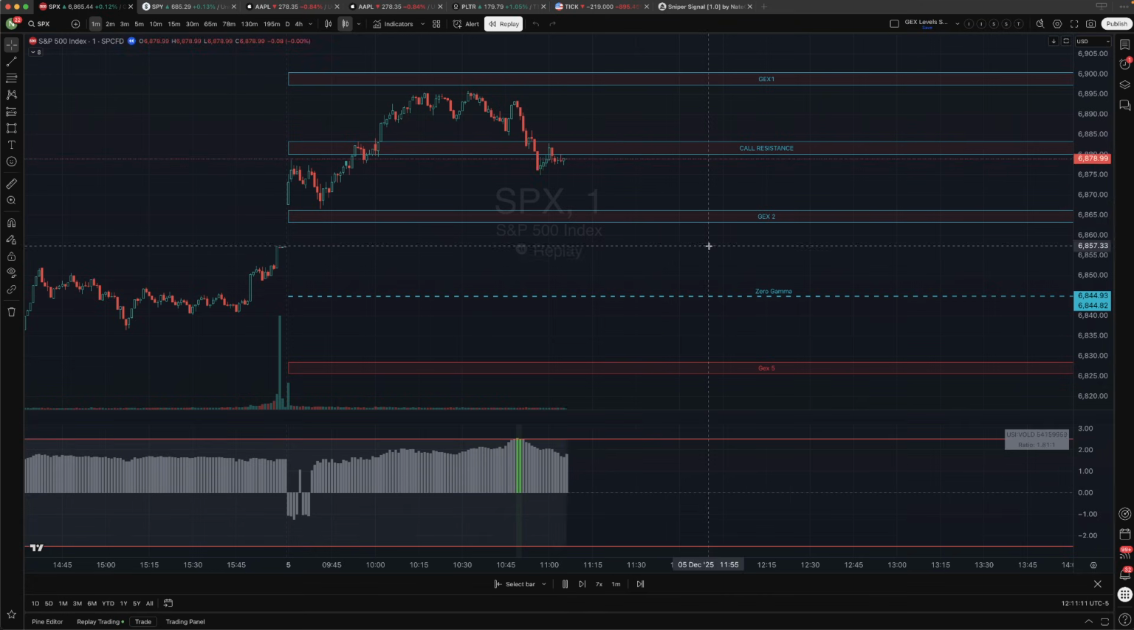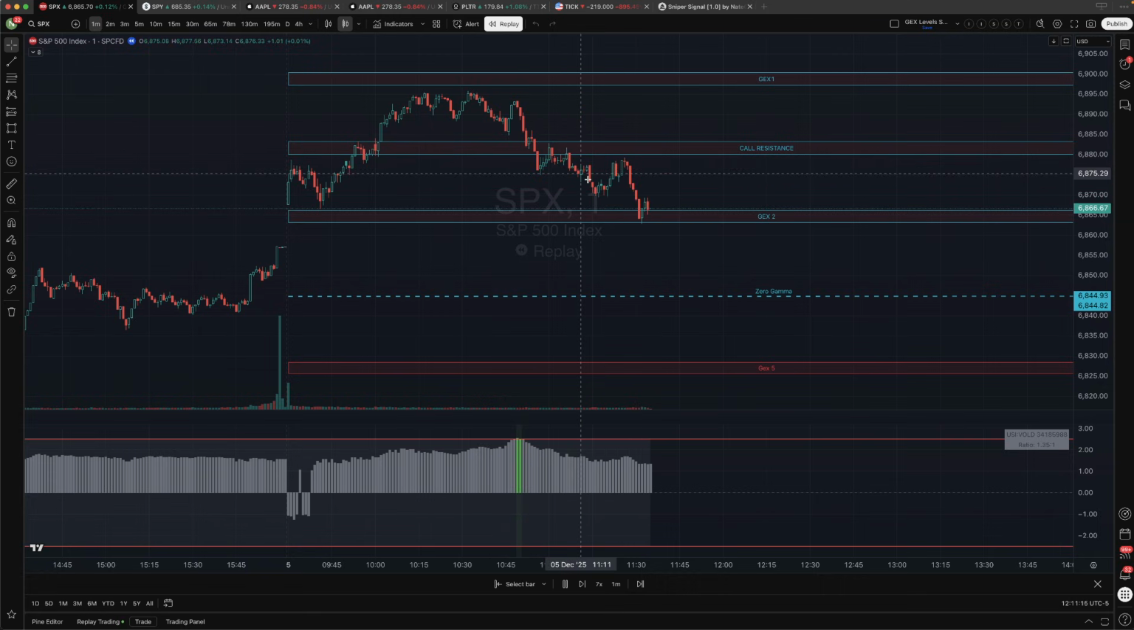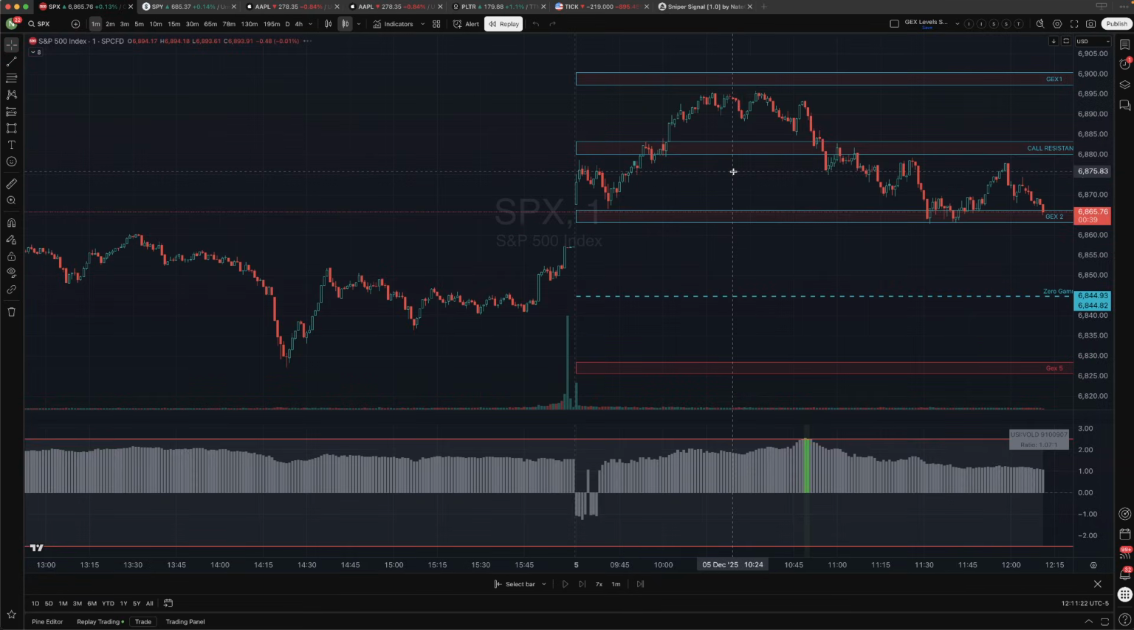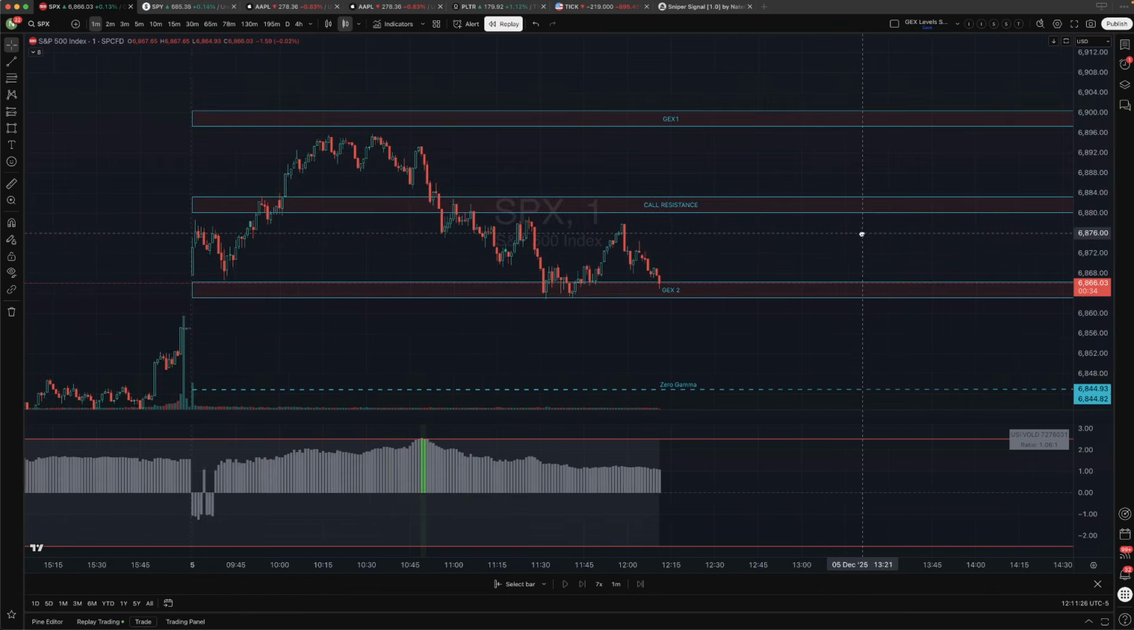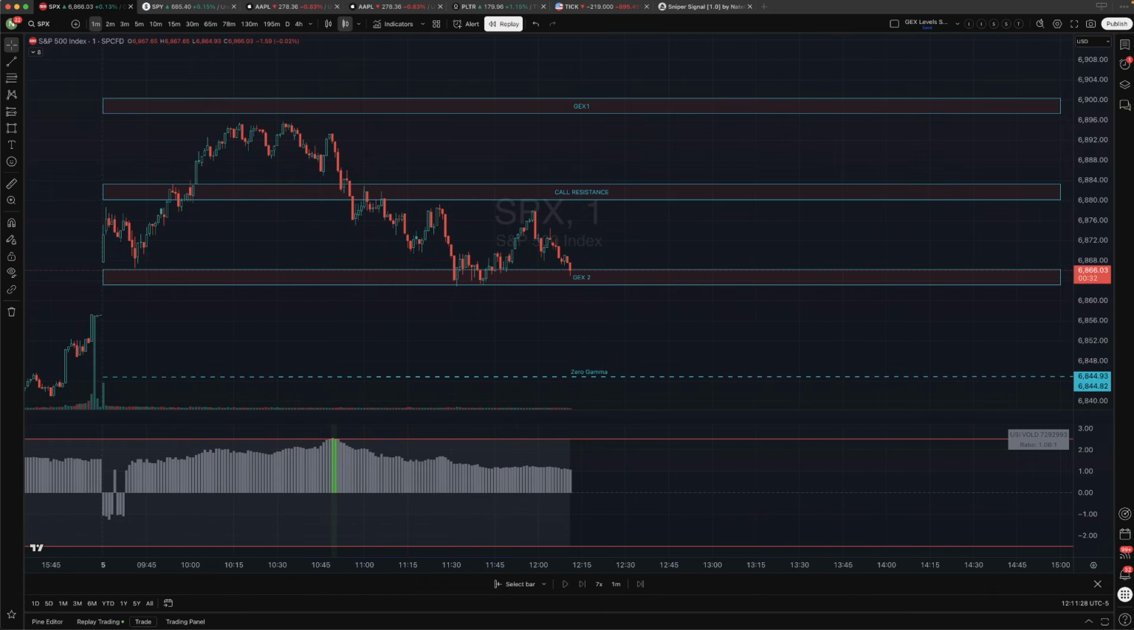And then we came down through our call resistance level. We pushed through it. We retested it. We came down. We retested it again. Now we came down to this lower level and we've bounced off of that lower level, right? So knowing where these levels are on your chart is really helpful in a support and resistance type way.